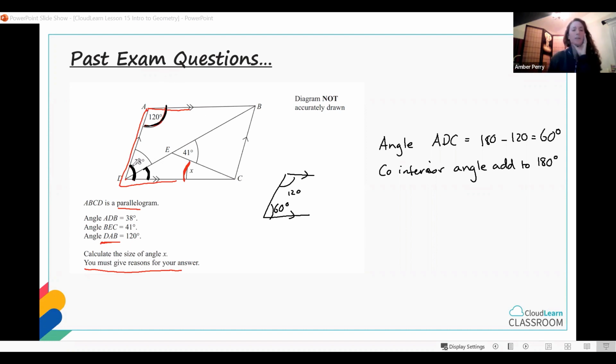Think about what we know. We know this is 60. This is less than that, so it's going to be smaller than 60. But we already know that this much of it is 38. So how am I going to get from 60 to this? What do I need to do with that 38?